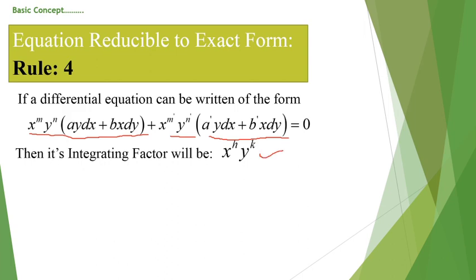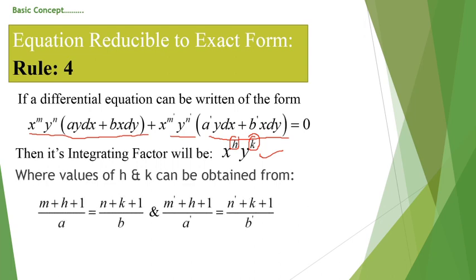Here two unknown parameters are there, one is h and another is k. So we have to calculate the value of h and k. So from where we can calculate the value of h and k? For this we have these general equations: (m plus h plus 1) upon a is equals to (n plus k plus 1) upon b, and (m dash plus h plus 1) upon a dash is equals to (n dash plus k plus 1) upon b dash.